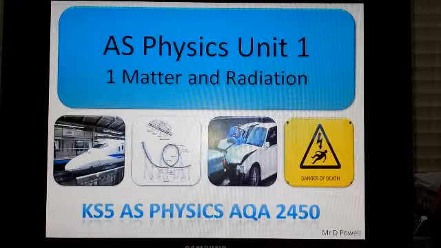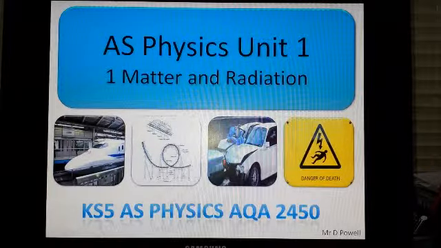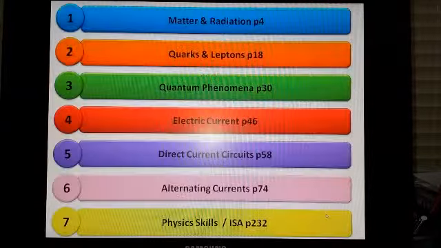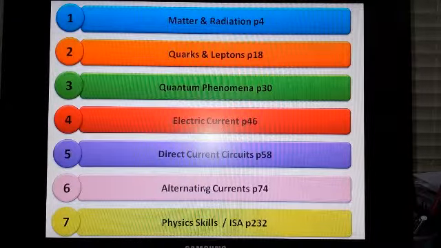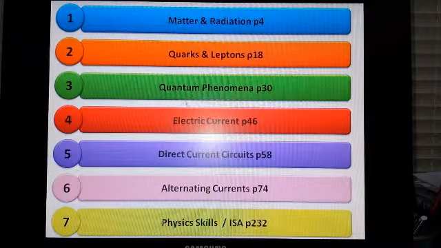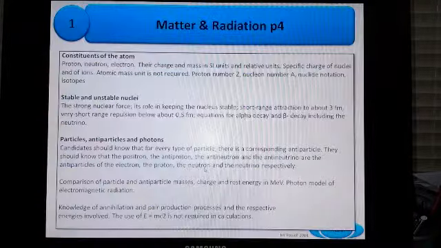Here is a quick introduction to AS Physics Unit 1, Matter and Radiation, for the Key Stage 5 AS Physics AQA Spec 2450. It's one of 6 units, or sub-units, in the first half of the AS course. It will cover particles, quarks, quantum phenomena, electric current, direct current circuits and alternating current.